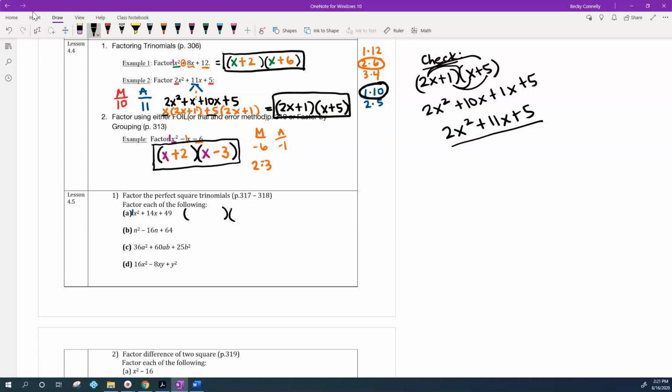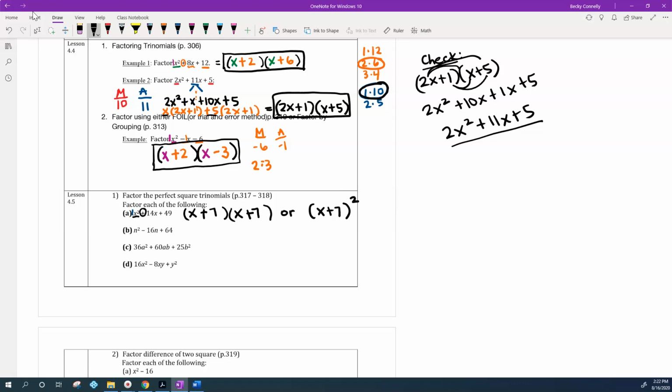Our leading coefficient on this part A is just a 1, so I can write my parentheses down, thinking what times what is x squared? So that's x times x, and what times what is 49 that adds to be 14? Well, that's going to be 7 and 7. And since it's a positive 14, I know that both of these need to be positive. My answer could be written as x plus 7 all squared. Either answer is acceptable. Just make sure that you know that it could be written either way.